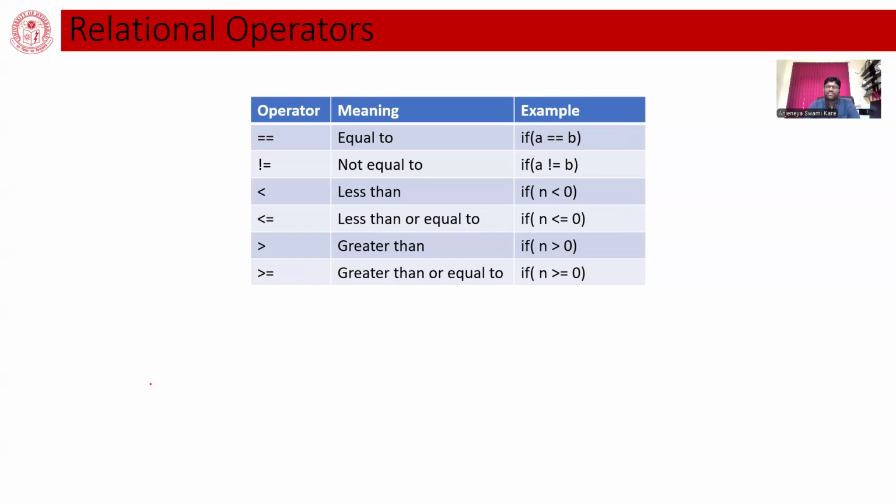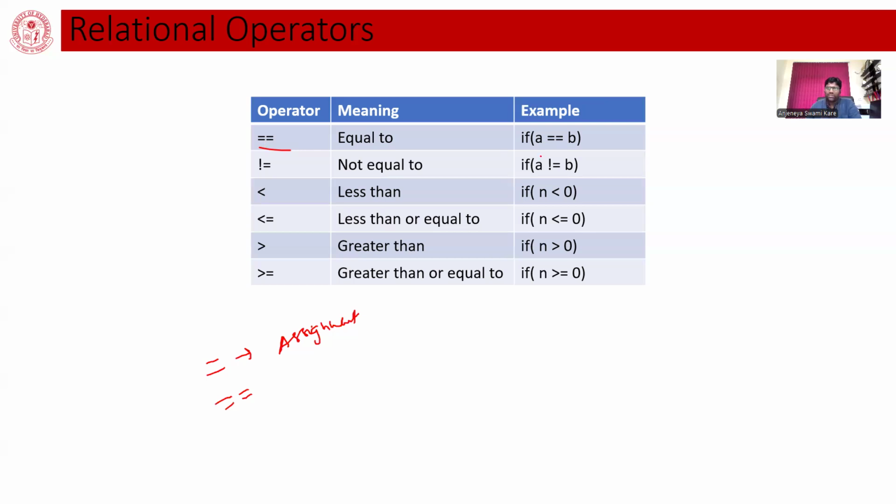For that, we have relational operators. What are the relational operators? We have is equal to. Since a single equal to is the assignment operator, to distinguish between assignment and comparison, double equal to is used. So double equal to is the equals operator, and there should not be any space in these operators. They should be typed next to each other.